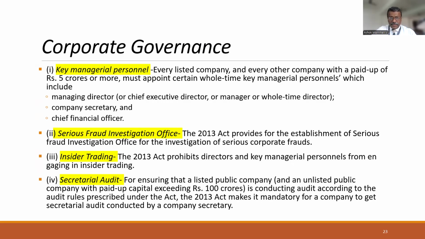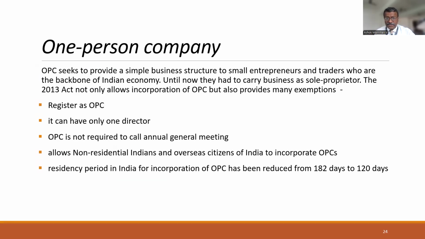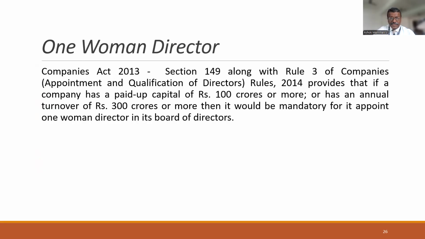Okay, going forward, let us look into one person company. As I said, it means one person in general. So one person also means that you don't need an annual general meeting because only one person is there. The residency period in India for incorporating a one person company has been reduced. Earlier it was 182 days. Now it has been brought down to 120 days.